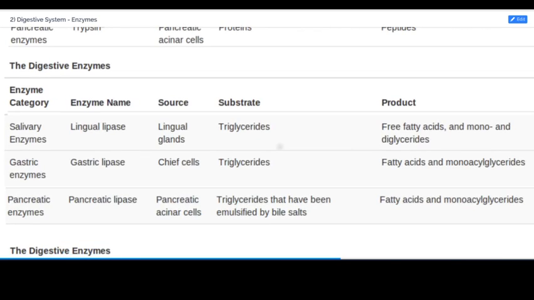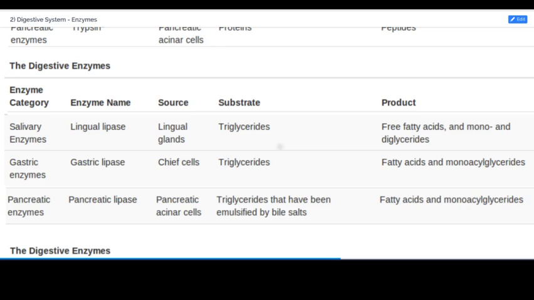Enzymes that break down lipids are called lipases. There are 3 different types of lipase. There's lingual lipase, which is secreted from glands in the oral cavity, gastric lipase, which is secreted into the stomach by chief cells, and pancreatic lipase, which is secreted from the pancreas into the small intestine.